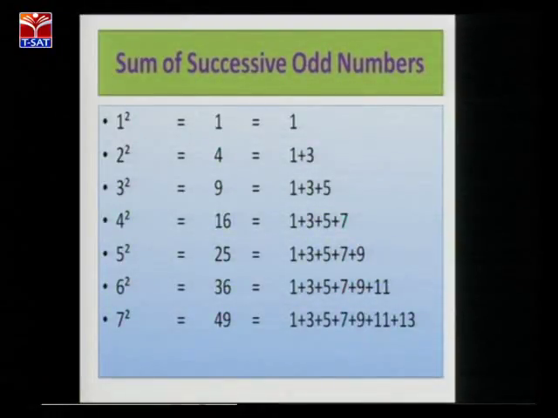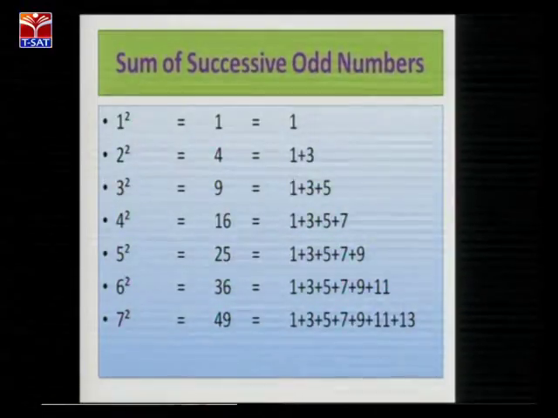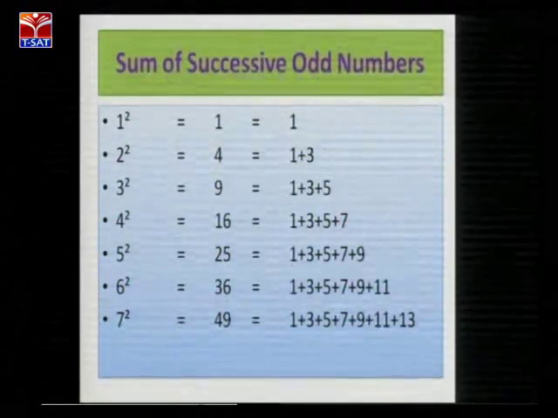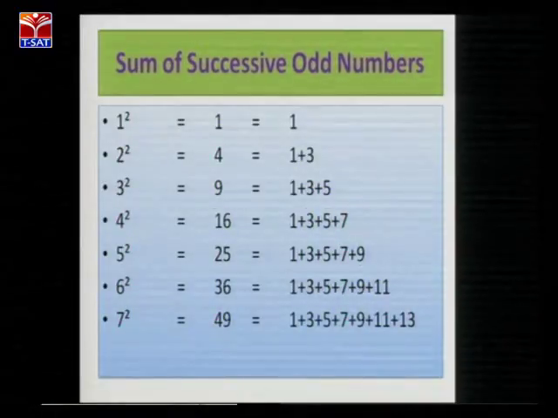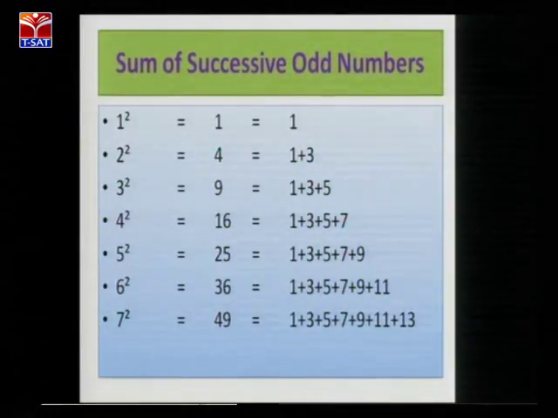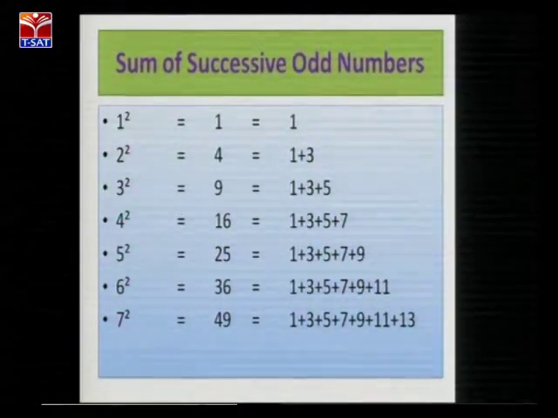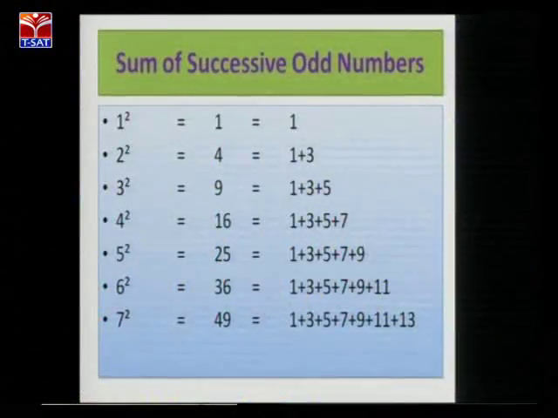Okay, friends, observe on the slide. Here, 1 square is equal to 1, the first odd number, that is 1. 2 square is equal to 4, that is equal to 1 plus 3. 3 square is equal to 9, that is equal to 1 plus 3 plus 5. Friends, can anyone say what is the next pattern? The next pattern is 4 square is equal to 16. 16 is equal to the sum of the 4 odd numbers that are 1, 3, 5 and 7.